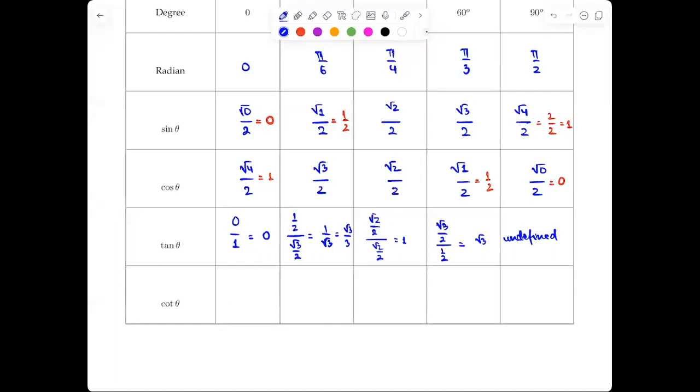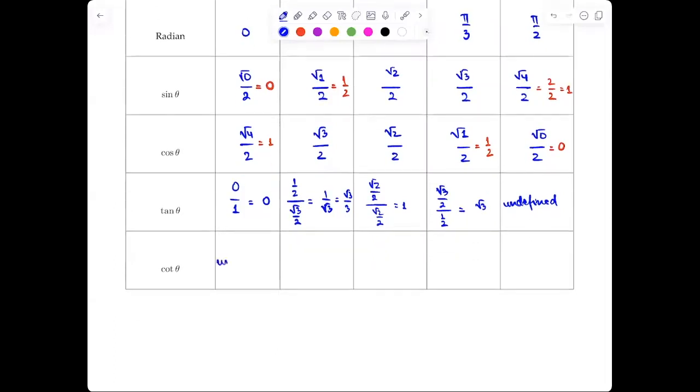Now, similar to sine and cosine, you can flip the results back and forth and apply that to the tangent and cotangent results. Whatever you have for tangent, just mirror it. Here, the results are undefined, then root 3, 1, root 3 over 3, then 0. You okay with that? So this is undefined. This is root 3. This is 1. This is root 3 over 3. This is 0.